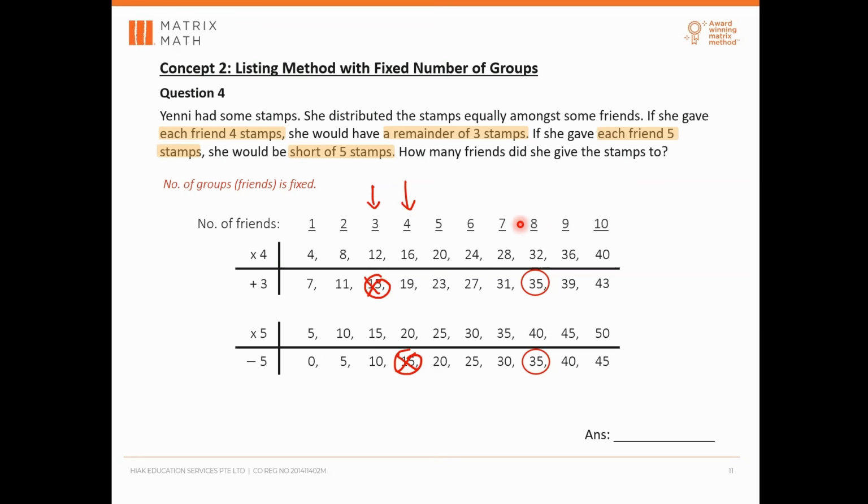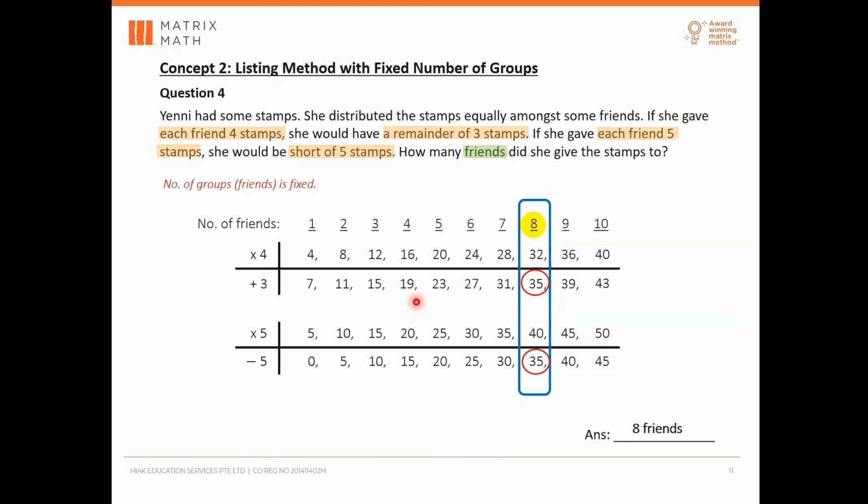So the friends will be this one. When you match, it's in that column, right? The friends will be this one. So the answer is 8, not 35. Read the question. What are they asking for? Asking for friends. So you write down the answer for friends.